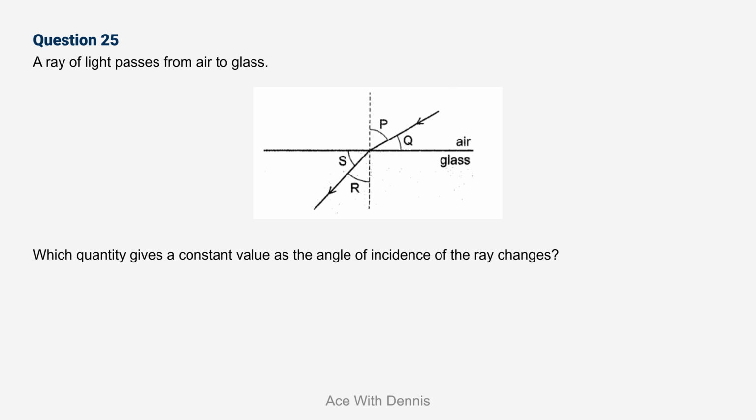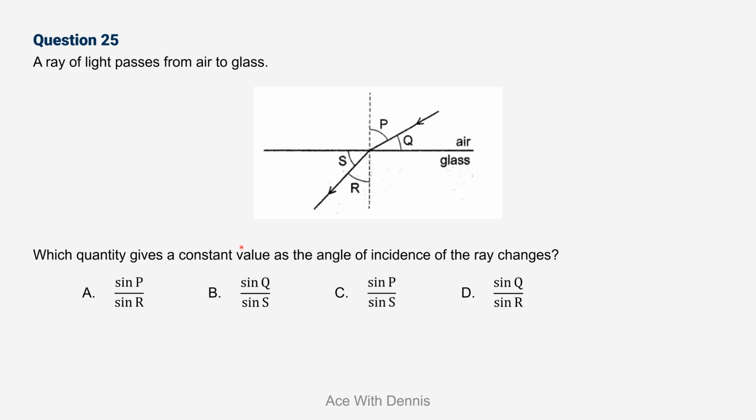Question 25. A ray of light passes from air to glass, as shown in this diagram. Which quantity gives a constant value as the angle of incidence of the ray changes? A. Sin P over sin R. B. Sin Q over sin S. C. Sin P over sin S, or D. Sin Q over sin R?